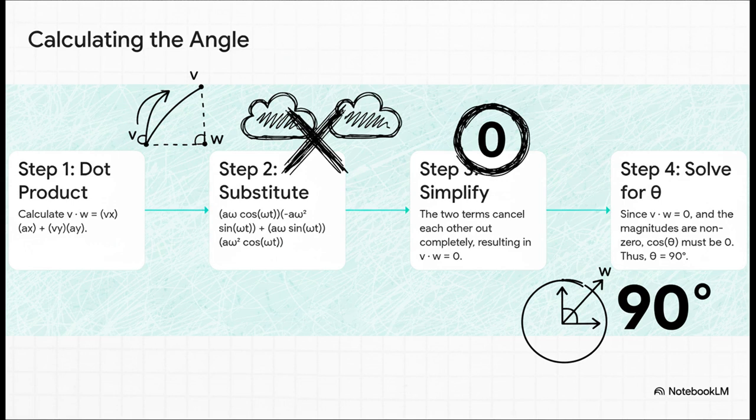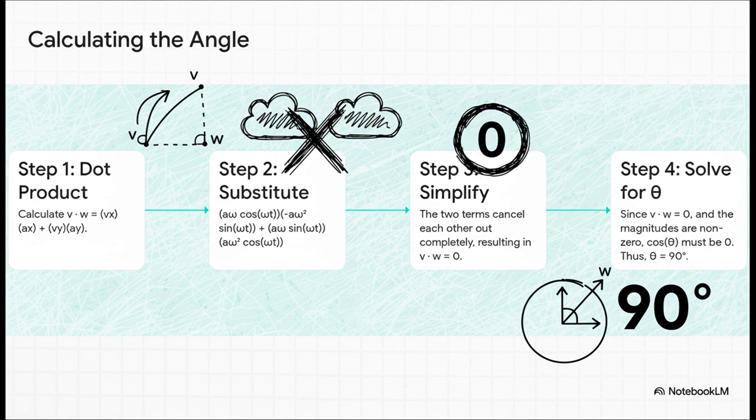Remember, the dot product is just multiplying the x components, multiplying the y components, and then adding them together. And when we do that, look at this. We get two terms that are exactly the same, but one is positive and one is negative. So they just, poof, they cancel each other out completely. The dot product is 0.